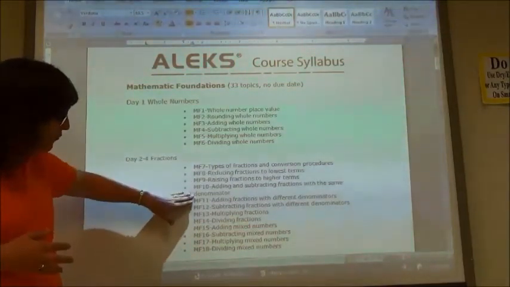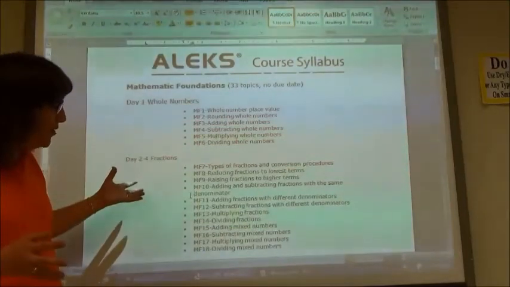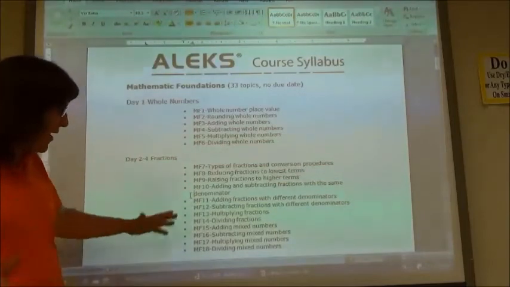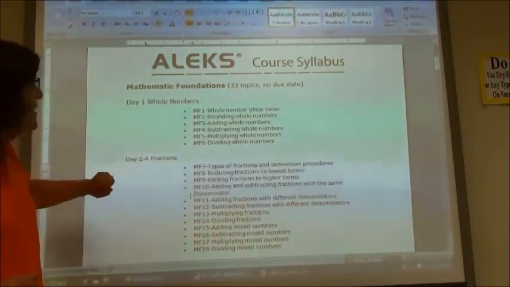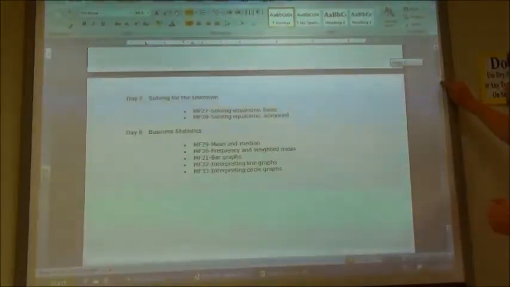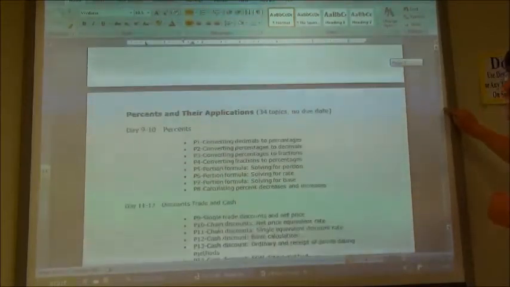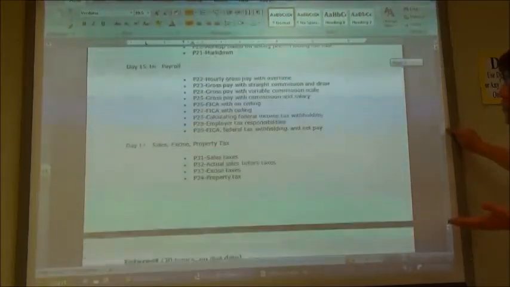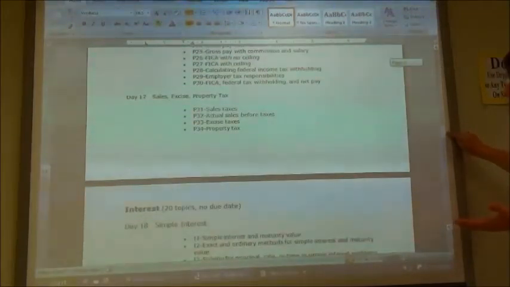But as you cover those first 4 topics, go back, look on your pie chart, see if you have them. If not, you can go ahead to the next day and so forth. So that's kind of how that's going to work. And so on your syllabus it'll be divided up, and then through day 8 will be under the Math Foundations. Once you get to day 9, you're going to do percents and their applications. And so that's all the way down to day 17.